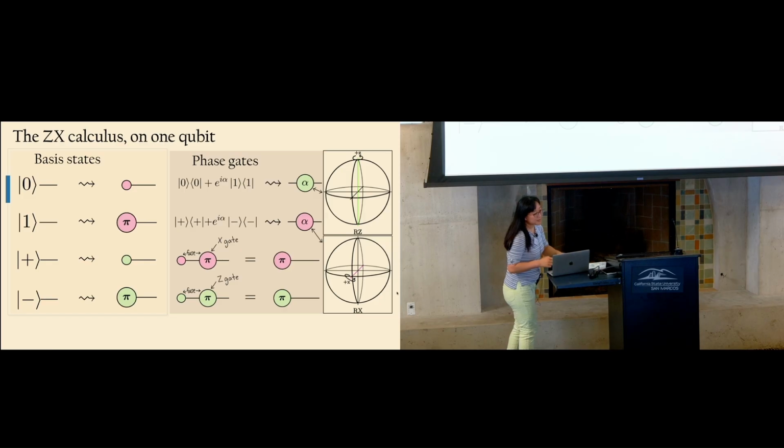So the first rule that we're going to see, and the most commonly used rule in the ZX calculus, you could also call it tensor network contraction. Basically, if you've got the ket 0 state here, and then you do an X gate to it, that gives you the ket 1 state. So that's the result.